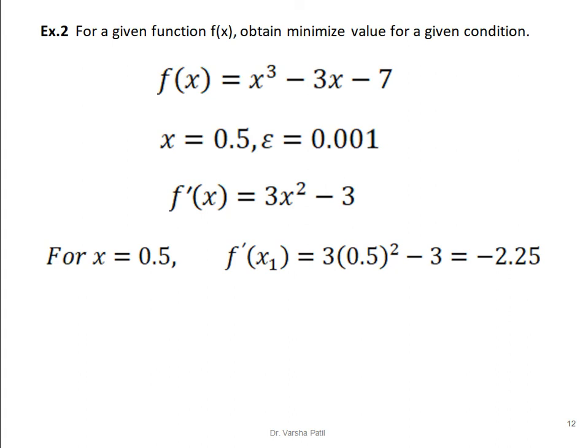Now the second problem: for a given function f of x, obtain the minimized value for a given condition. F of x is equal to x cube minus 3x minus 7. The conditions are: initial x, that is x1, equal to 0.5, and epsilon is 0.001. First we calculate f dash x, which is equal to 3x square minus 3. We put the value x = 0.5, that is x1, and here we are getting minus 2.25.